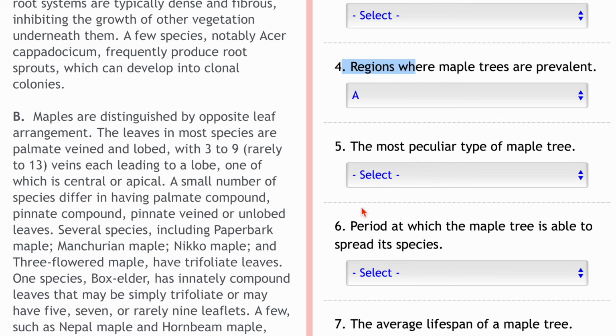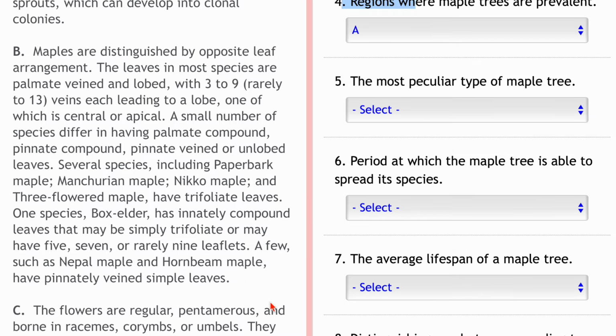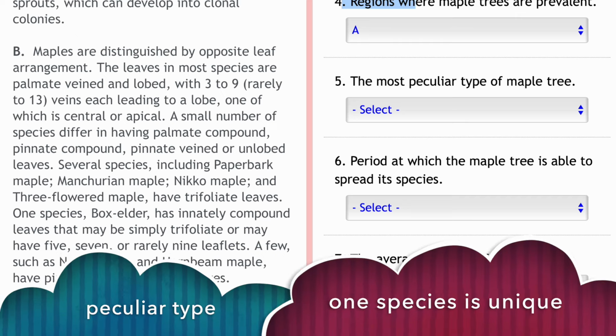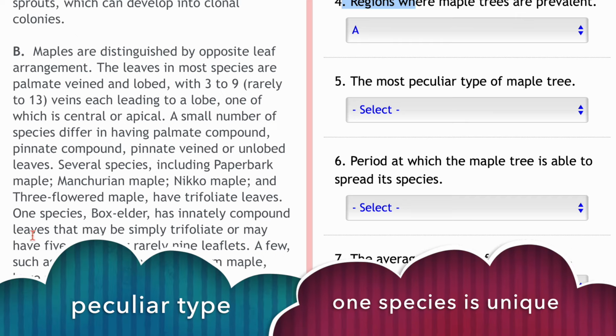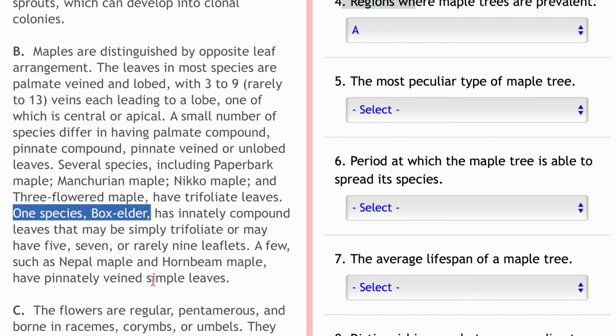And the most peculiar type of maple tree. I would say maybe, unless we find it somewhere else. I think this here, one species, talking about one only, this box elder. So peculiar type, and it says it has this innate compound. Trifoliate leaves have 5, 7, rarely 9 leaflets. Very interesting. So I'm going to say B for number 5.